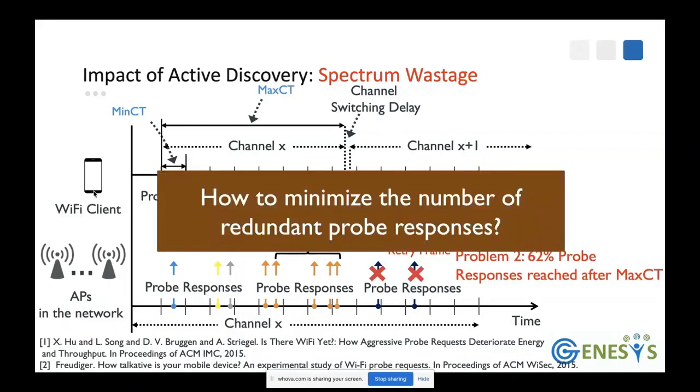Now, the question is, how to minimize this number of redundant probe responses. Why is this important? Because these probe responses are sent at the lowest order of modulation scheme, probably BPSK or QPSK. So they consume a lot of spectrum airtime, and this results in spectrum wastage. This is not something new. A lot of people in the literature have stated this issue, so these are the references you can find.